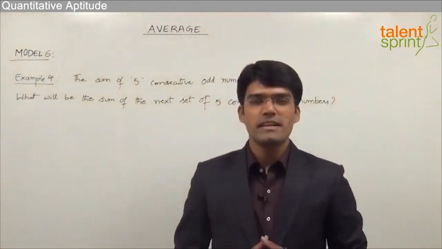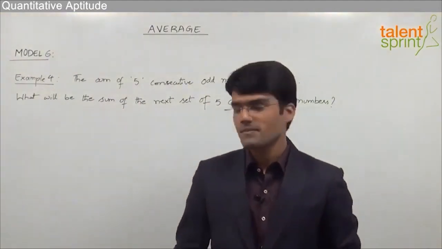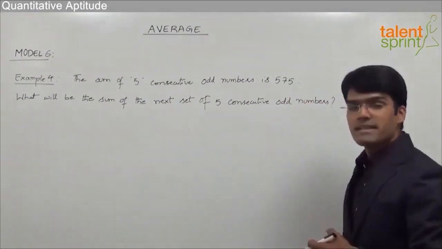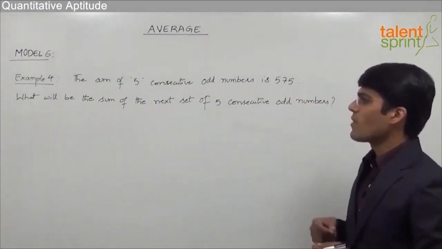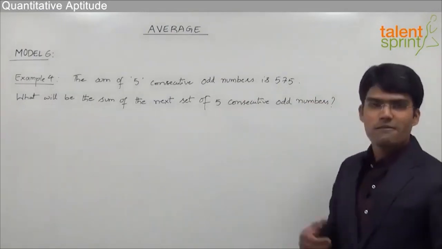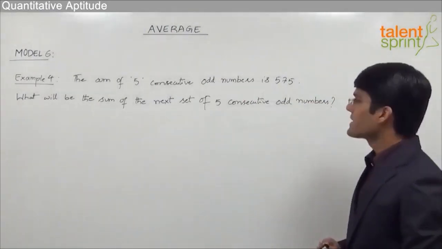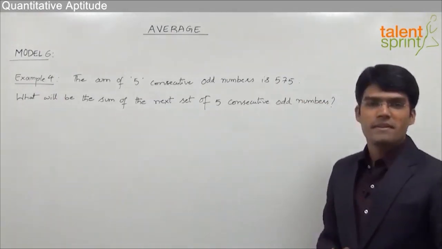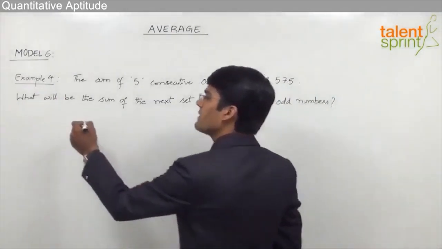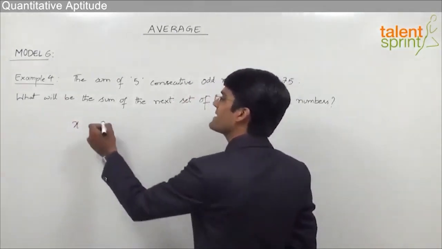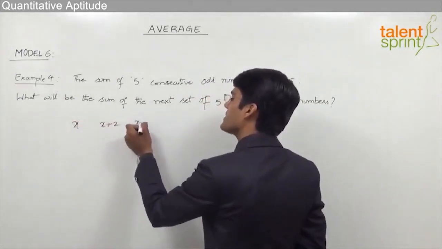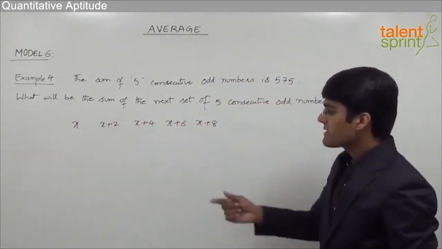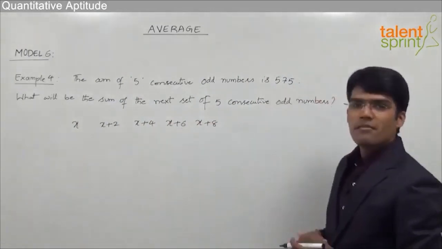Let us now look at one of the interesting questions from consecutive numbers. The question here is, the sum of 5 consecutive odd numbers is 575. So what will be the sum of the next set of 5 consecutive odd numbers? So as given, we have a set of 5 consecutive odd numbers whose sum is 575. Now as discussed, 5 consecutive odd numbers can be taken as x, x plus 2, x plus 4, x plus 6 and x plus 8. And the sum of these 5 numbers is given as 575.